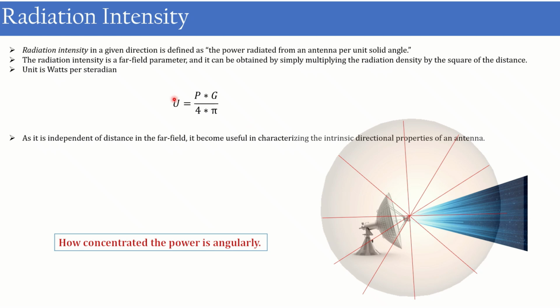As this parameter does not have any distance dependence, it is very useful in characterizing the directional properties of an antenna, because we can see that it is only depending upon the angular distribution, no distance distribution. So this radiation intensity can be used to identify the directivity of the antenna. That is the difference between radiation power density and radiation intensity. Radiation power density gives an indication about the spatial distribution. Radiation intensity gives an indication about the angular distribution.